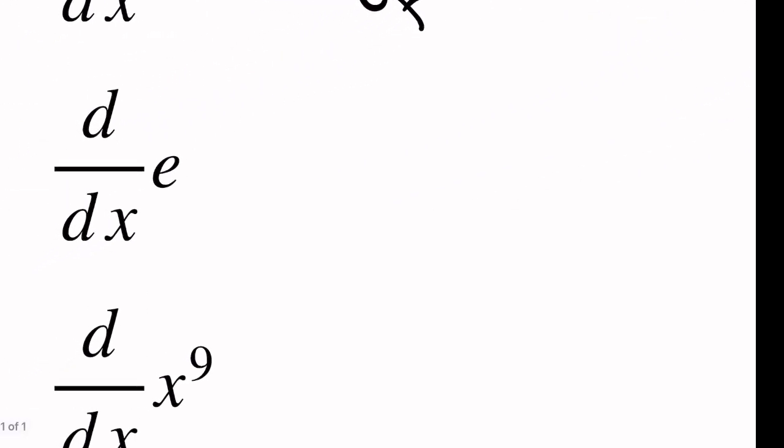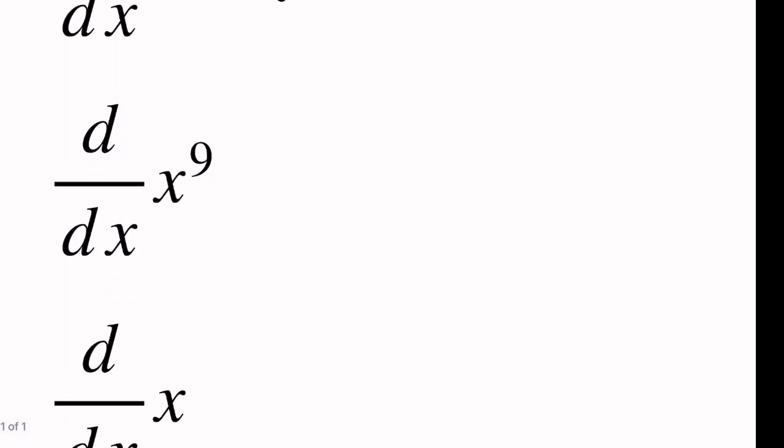Derivative of Euler's number, which is e. And Euler's number is a constant, so we can just say it is 0. Now the derivative of x to the 9. So just subtract 1 from the exponent and bring it to the front. So 9x to the 8.